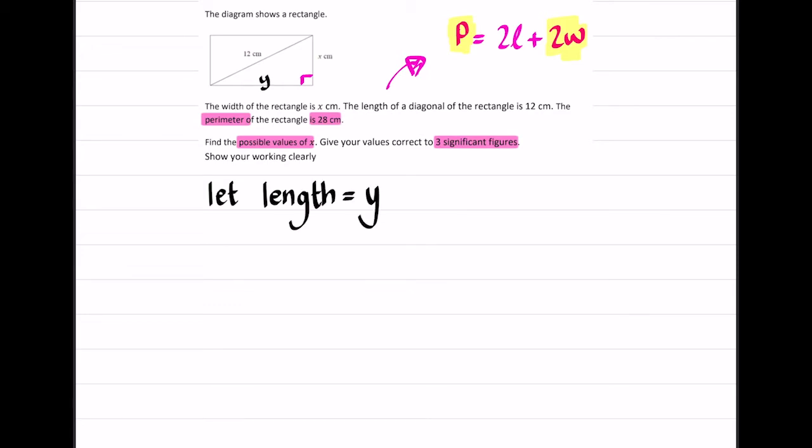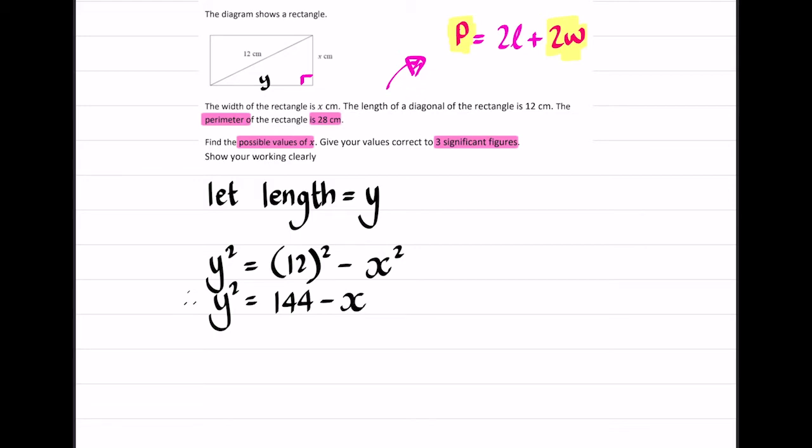Now that I have the length being y, I can determine the length in terms of x. So that length will be a shorter side. That means the shorter side, y squared, is equal to the hypotenuse, which is 12 squared, minus the other shorter side, which is x squared. So y squared would equal 12 squared, which is 144, minus x squared.